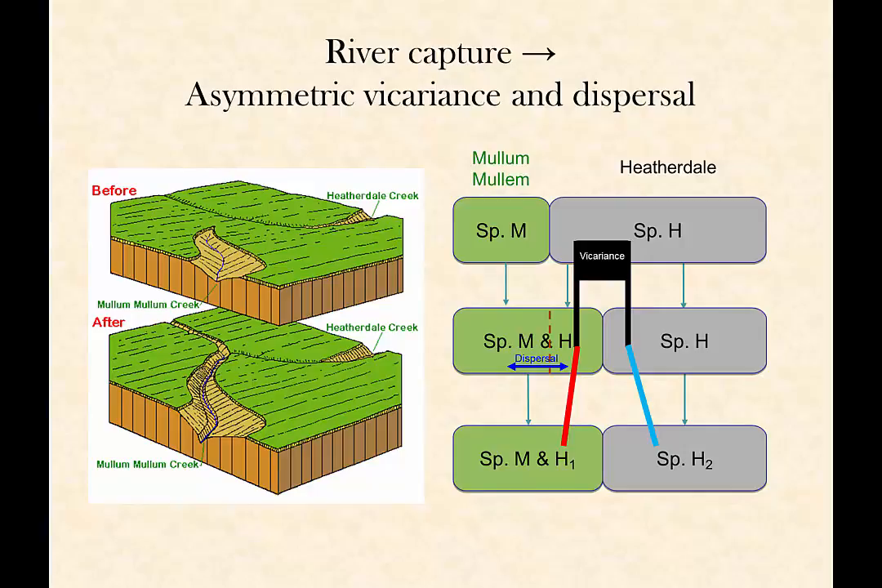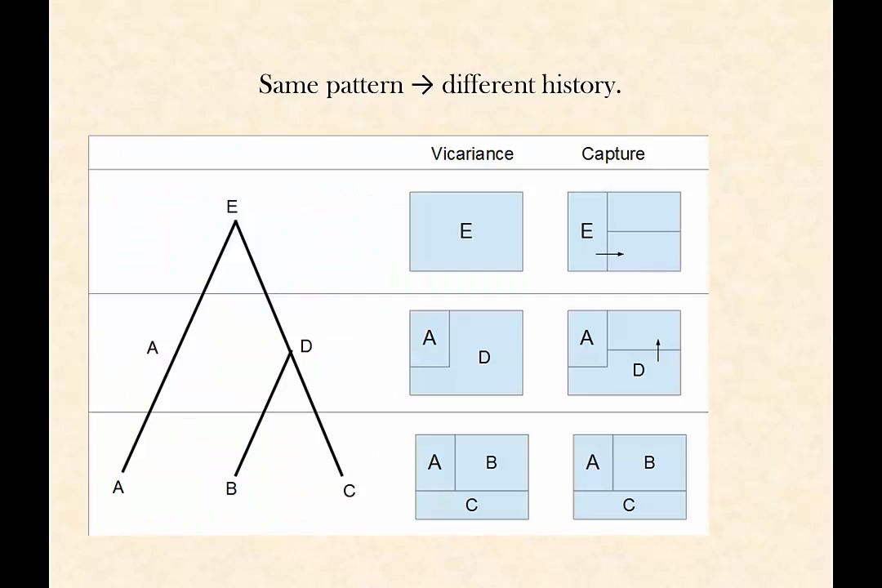They cannot mate with the ones left in the lower part of the stream. They differentiate, and through time we end up with a new species. Whereas the species in Mullum Mullum can never get across this way. So it's an asymmetrical change. If you're in Heatherdale, you can speciate, you can end up with two species. But if you're in the recipient basin, then you can't. All you're going to do is potentially disperse into a new area. Those are the geographical modes of speciation, or the ones that we're mostly interested in.